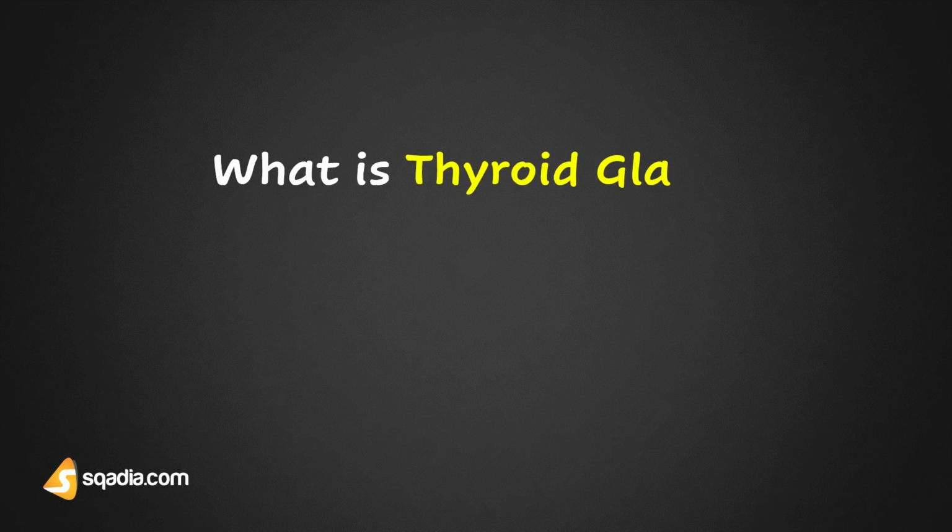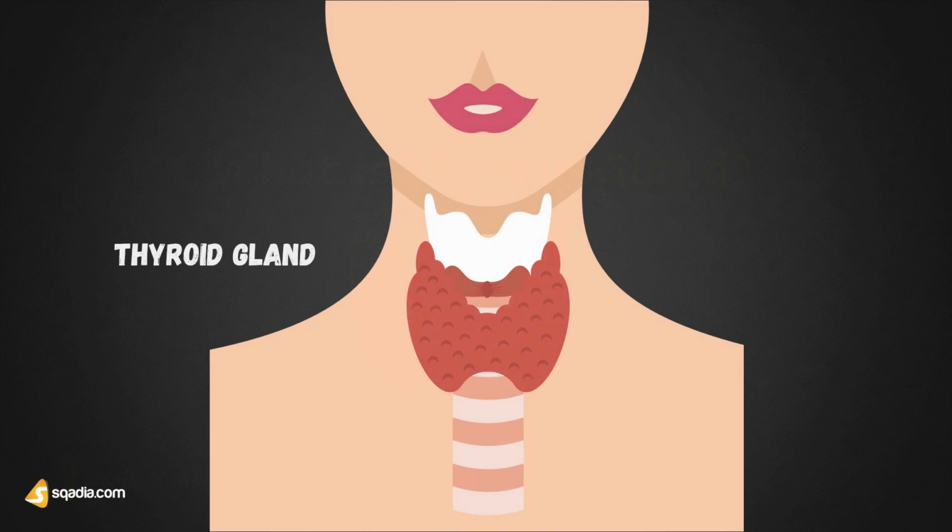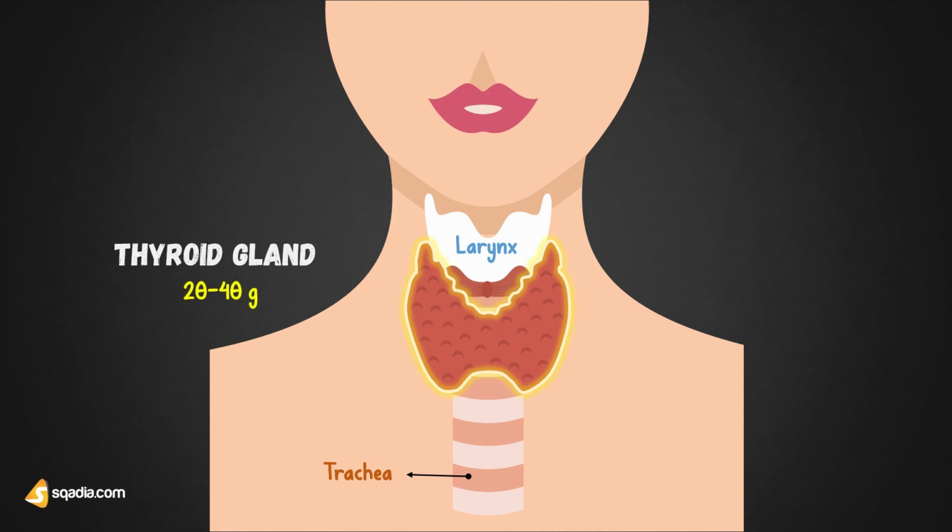Welcome guys. This video will focus on what is the thyroid gland. Well, it is a large butterfly-shaped gland that lies anterior to the windpipe-trachea, just inferior to the voice box or larynx. In a normal adult, it weighs about 20 to 40 grams. The central region, a narrow band of tissue called the isthmus, connects the two large wing-shaped left and right lobes of the gland that forms the butterfly shape.